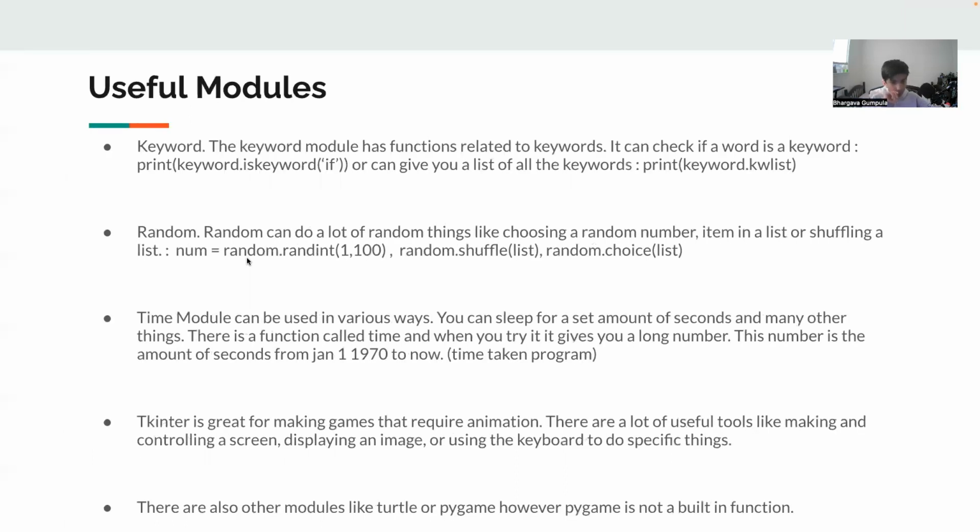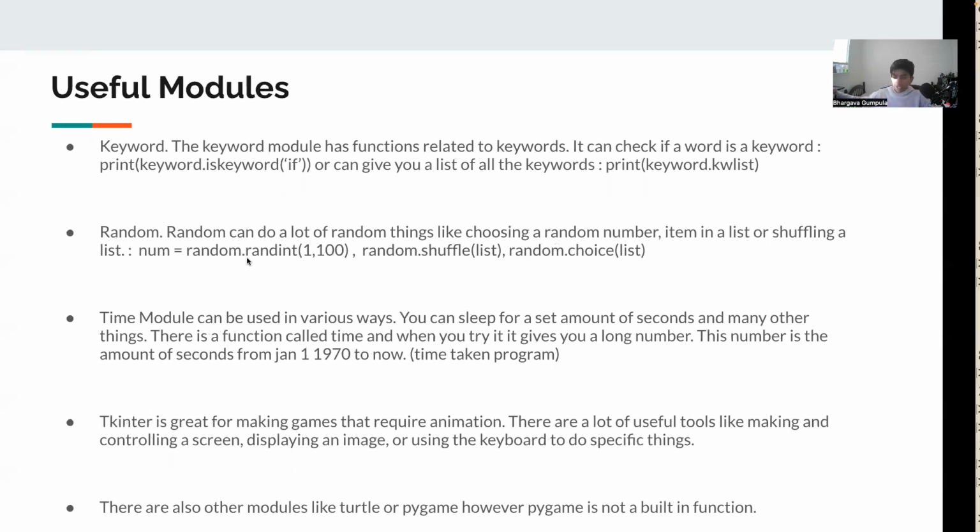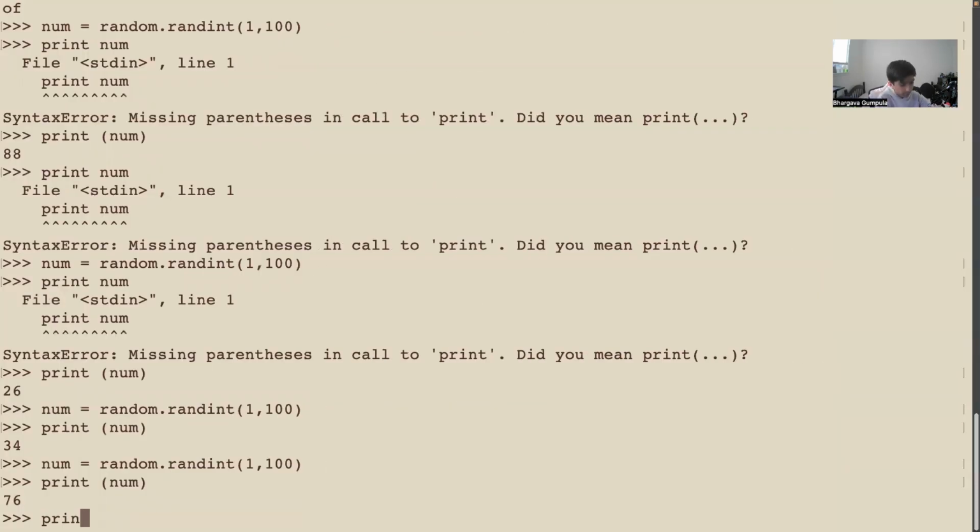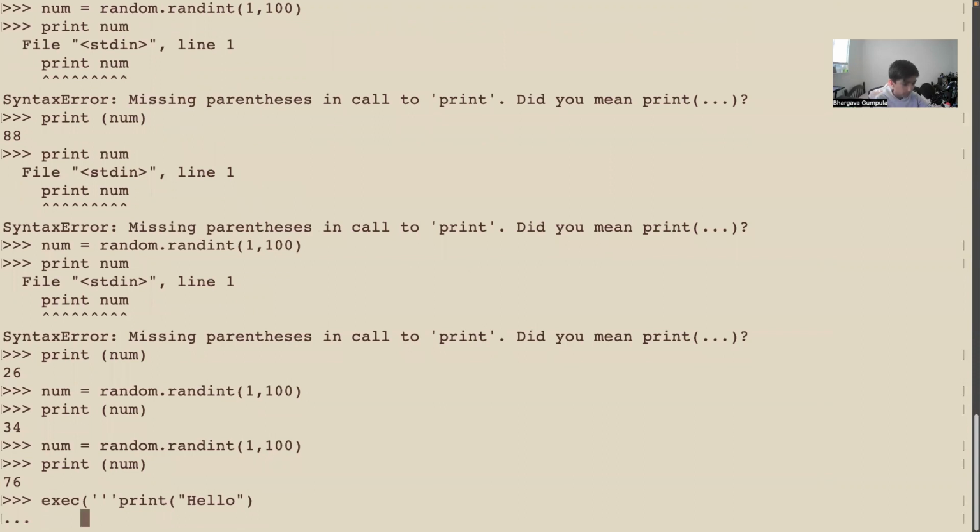So another one is the time module. The time module can be used in many ways, and I'm going to show you a program in which you can use the function. So first, let's say you're making a program. Print hello. Let's say we want to make a mini program. We can use our execute we learned in the last one. Print hello. We have that. And we can use time.